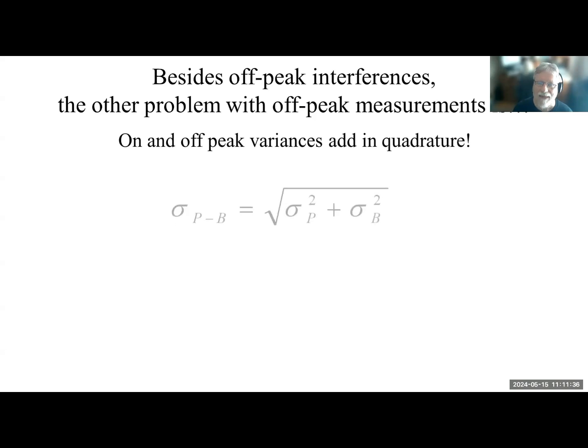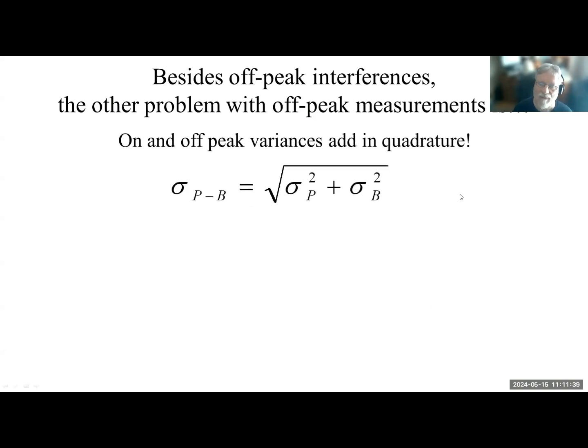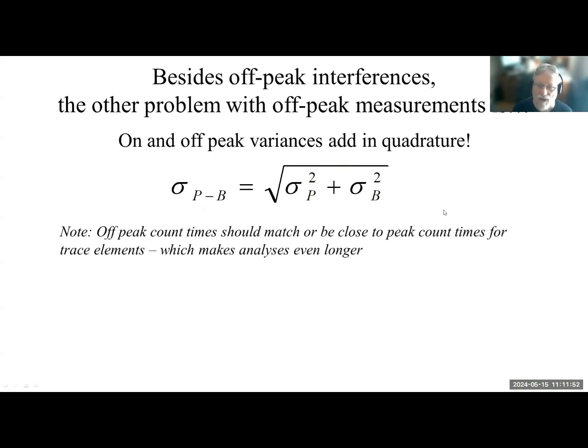And as I mentioned previously, the problem with using off-peak backgrounds is that your variances add in quadrature. When you do the peak minus background correction, you actually add your variances in quadrature from the peak and the background. And when you're doing trace element analyses, it's important to remember that your backgrounds are essentially of equal statistical importance to your on-peak characteristic emission line intensities. So when you're trying to measure close to zero, you really need to measure your backgrounds actually as long as your peak intensities. So that makes your measurement twice as long.